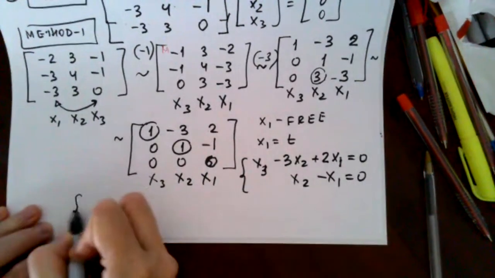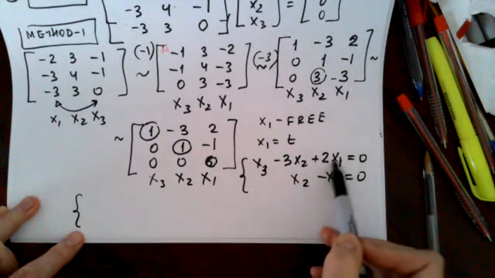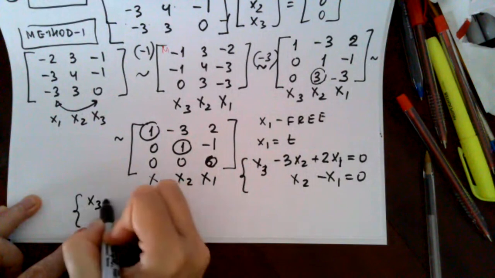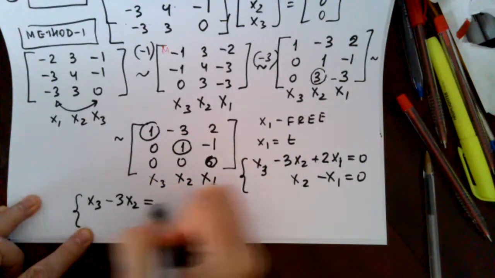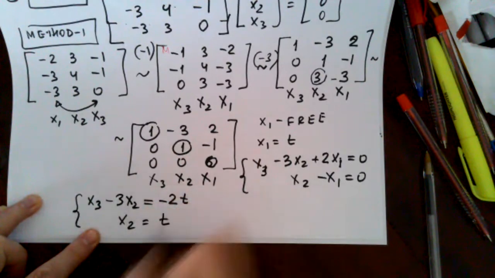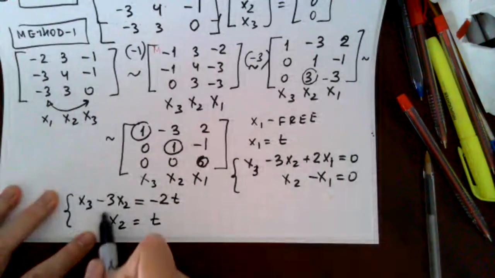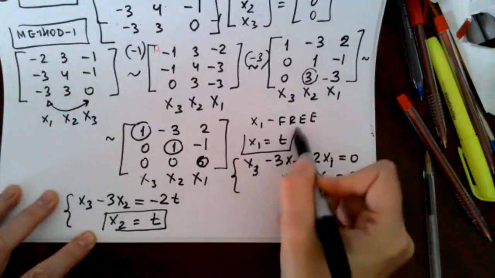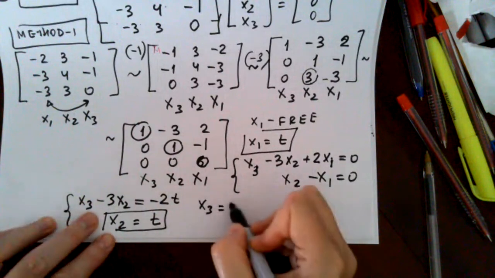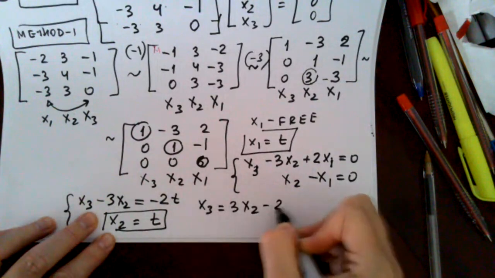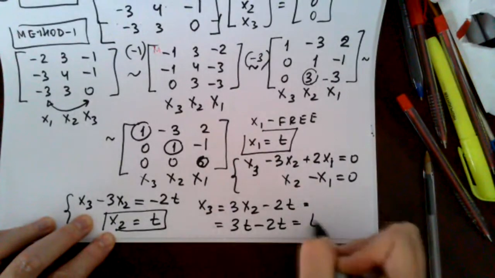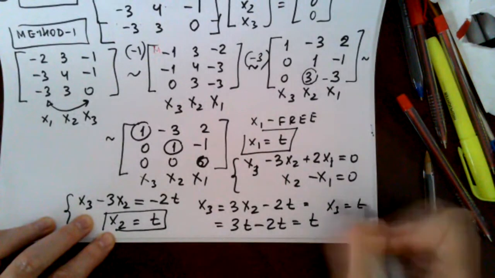In the second equation, instead of x1, we need to substitute t, and maybe move it to the right-hand side. So x3 minus 3x2 is equal to -2. And the second equation will give us x2 is equal to t. So we already have x2 and x1, and we need to calculate x3. Let's express it first: 3x2 minus 2t is equal to 3t minus 2t, which is again t. So our x3 is equal to t as well.